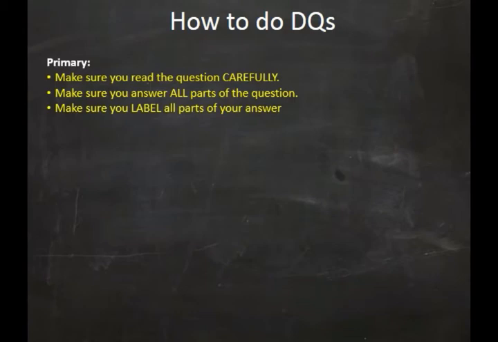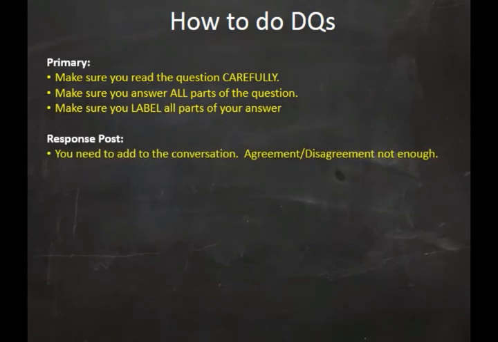The second part of the assignment is usually a response post that requires you to respond to another student's post. This means that you have to log on later in the week and read posts by several other students, choose one to respond to, and make a useful response to that student. What is a useful response? That might depend on the assignment, but generally, you need to add to the conversation. Simply saying you agree or disagree with the poster is not enough.